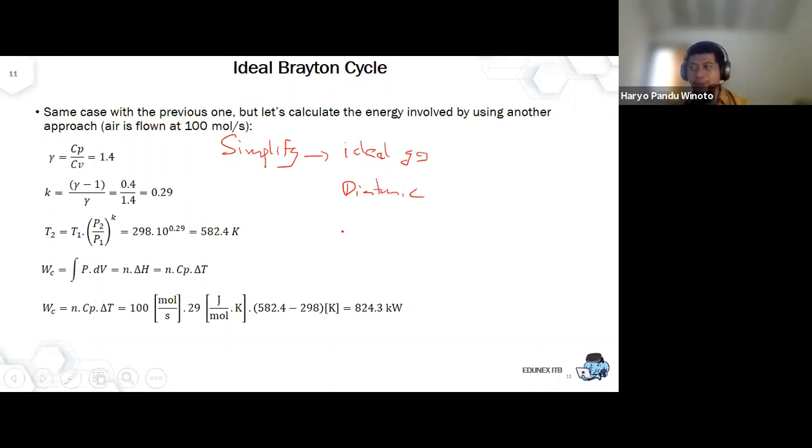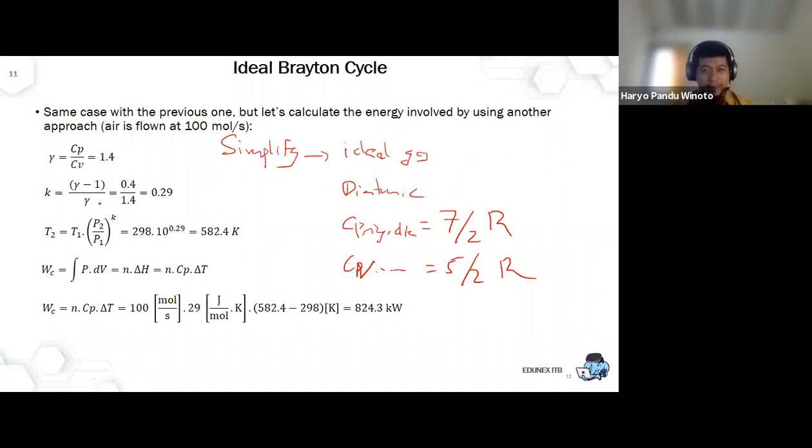Why is it 1.4? Because the Cp of an ideal diatomic gas is 7/2 R. And Cv is going to be 5/2 R. Remember this. It's always 1.4, but in the real case, it's going to be more complicated. You guys can get it.